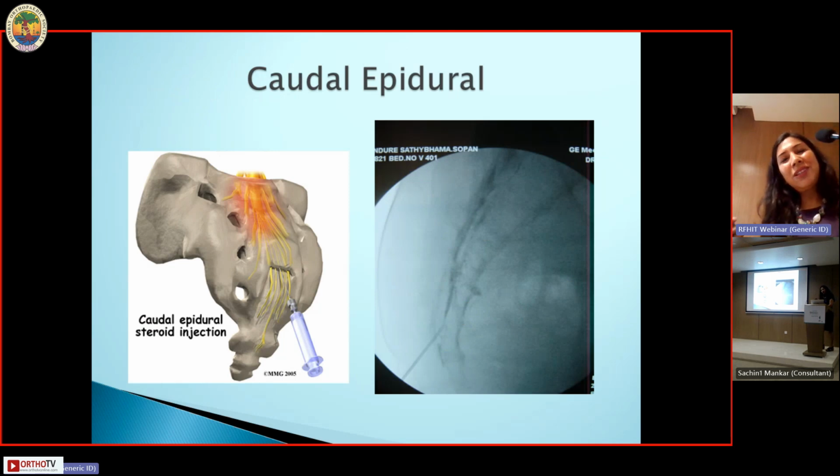Caudal epidural, you're starting from the sacral hiatus. Again, dye spread, but you need huge volumes. The drug is meant to be in the anterior epidural space, but because of the distance, you need higher volumes.